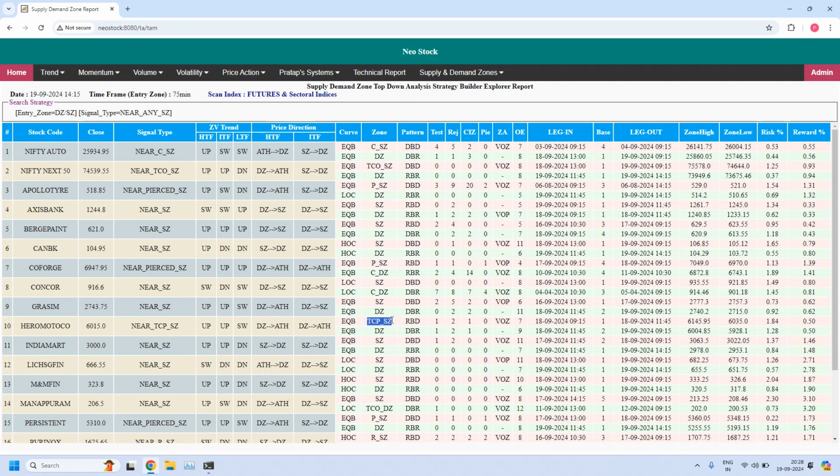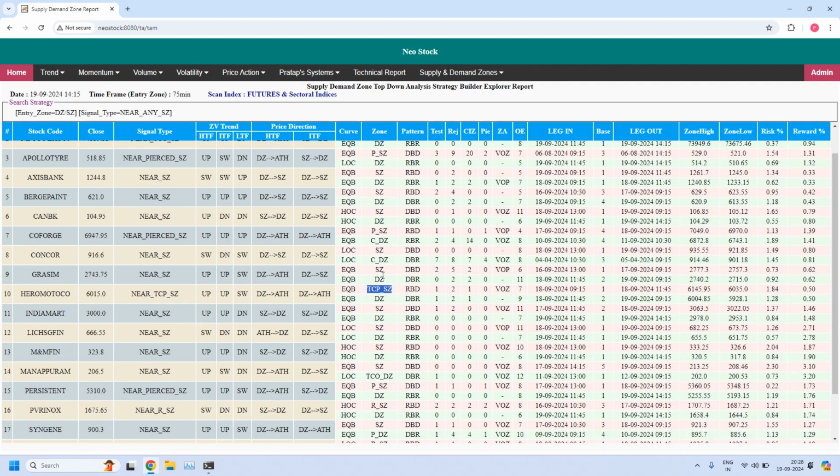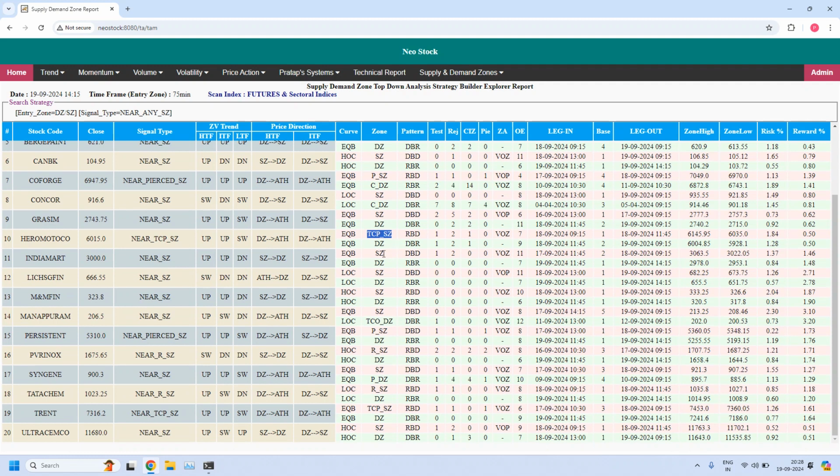Okay, Hero Motor is having a 75 minutes high liquidity supply zone. This is the first one. And PVR Inox is invalid because it is a pierced zone, already pierced. And next, Tata Chemicals is a valid high liquidity 75 minute supply zone. Next, Trent is also pierced, we can't use. So we have identified 2 high liquidity 75 minute supply zones from this list.